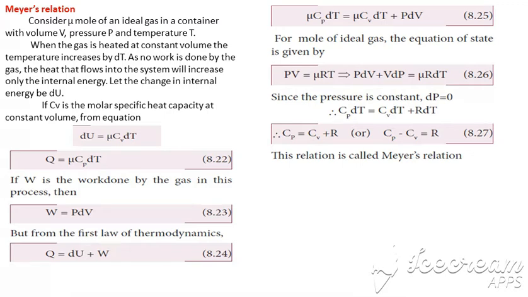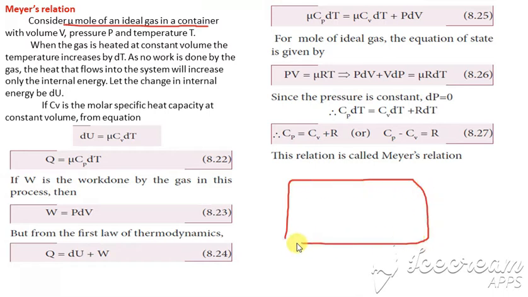So next is a very important question, which is Meyer's relation. Okay, so for this, consider mu moles of a gas in a container, which has pressure P, volume V, and temperature T. Consider that no work is done, and if Cv is the specific heat capacity, we know dU is equal to mu Cv into dT. இது இப்பதான் பார்த்தோம் இல்லையா? Suppose if you consider constant pressure, then Q is equal to mu Cp into dT, where Cv is replaced by Cp.